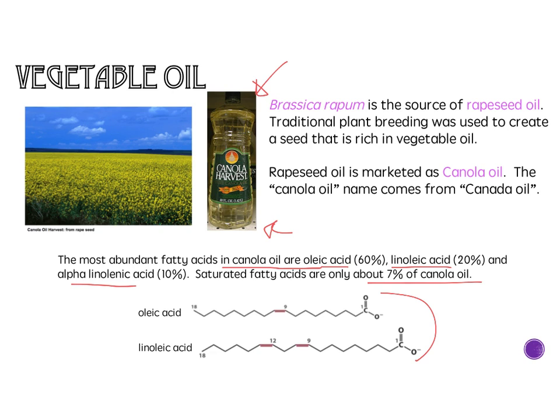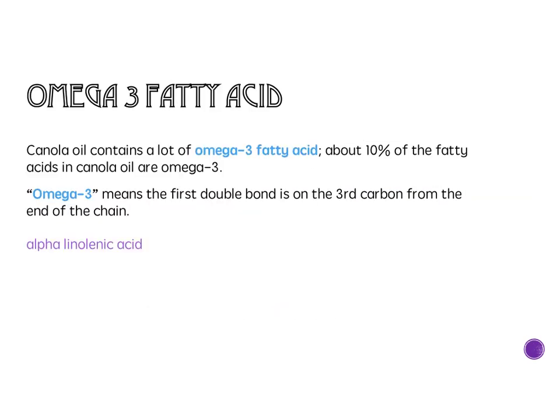And I'm going to give a little shout out about canola oil, because most oils are named for where you get the oil. For example, olive oil comes from olives. Peanut oil comes from peanuts. Sesame seed oil comes from sesames. But canola oil comes from this plant that they grow a lot of in Canada called Brassica rapa. And it's a source of what's called rapeseed oil. Traditional plant breeding was used to create a seed that is rich in vegetable oil. And rapeseed oil is not marketed as rapeseed oil because no one would buy it. Instead they call it canola oil, and the name comes from the place where it's grown the most, which is Canada. Food for thought. Literally, food for thought. Weird.